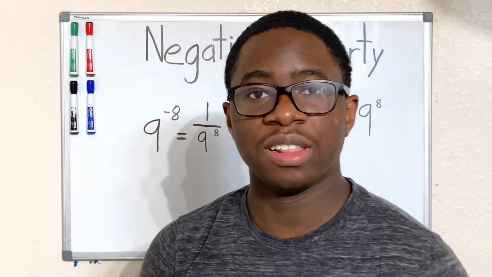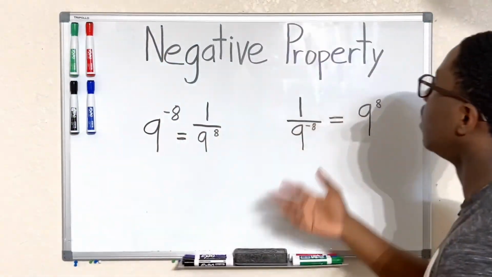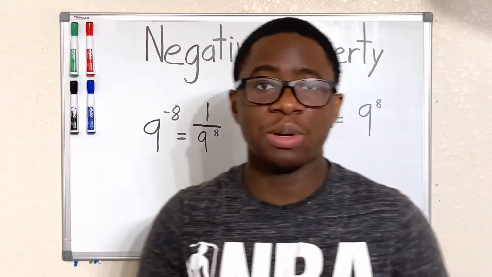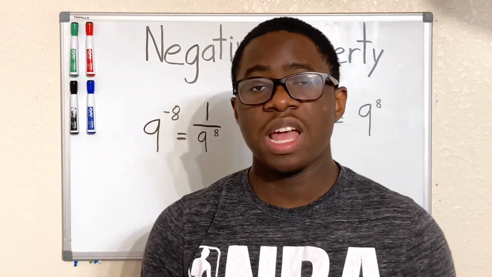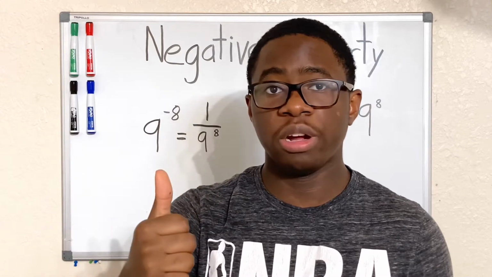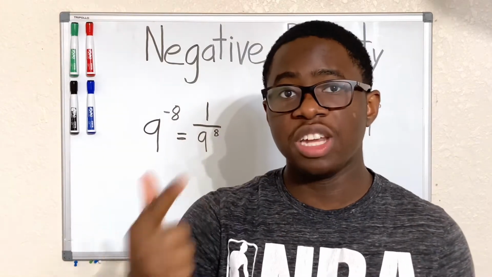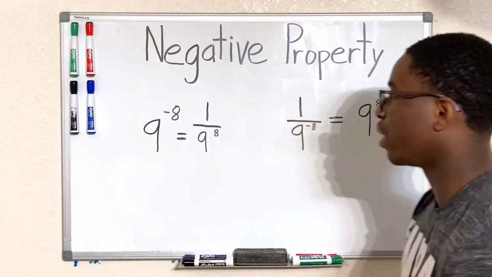Alright guys, second on our list of exponent rules, here we have the negative property. The negative exponent property basically means that we'll be taking our base from a whole number to a denominator or from a denominator to a whole number. And I'll explain in greater detail.